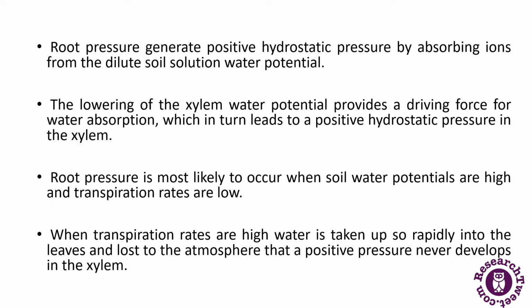Root pressure is most likely to occur when soil water potentials are high and transpiration rates are low. When transpiration rates are very high, water is taken up so rapidly into the leaves and lost to the atmosphere that a positive pressure never develops in the xylem.